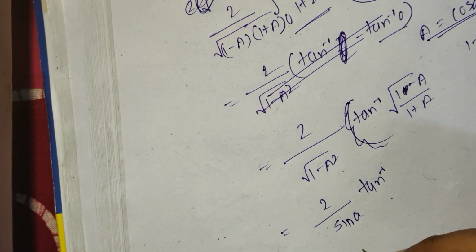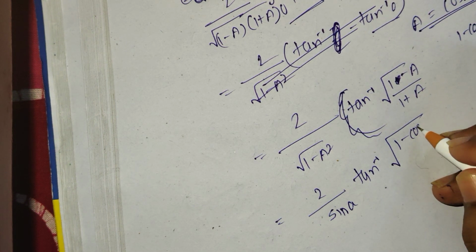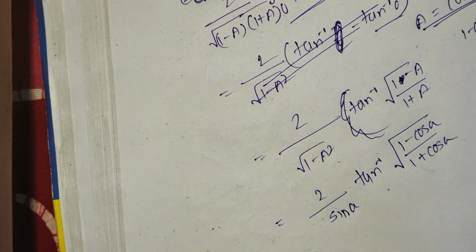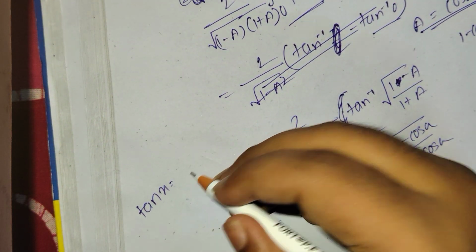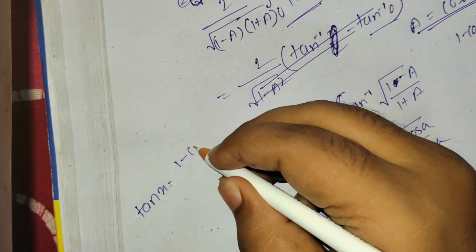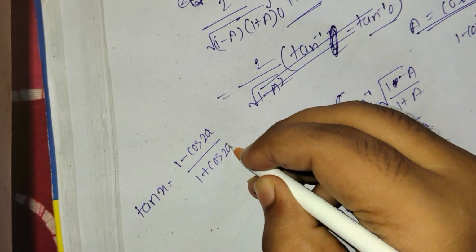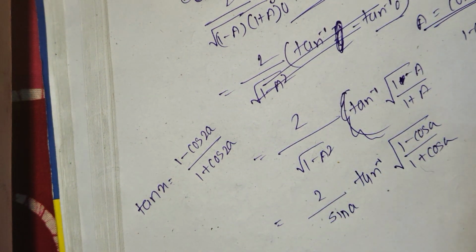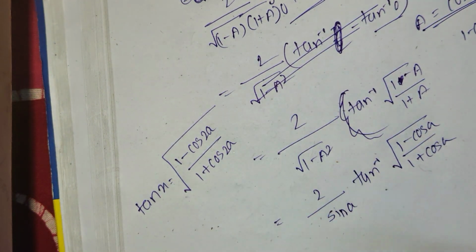Because a square means 1 minus cos square. So you can understand, right? This is root over (1 minus cos a) by (1 plus cos a). Now there is a simple formula which is called tan x is equals to root of (1 minus cos 2a) by (1 plus cos 2a). If you don't know, then go to Google, you can understand. Sorry, there is a root.